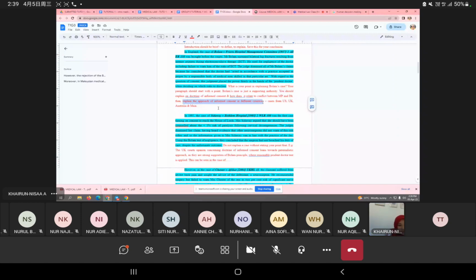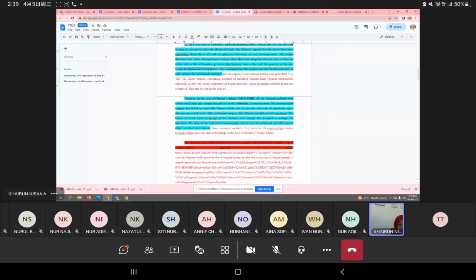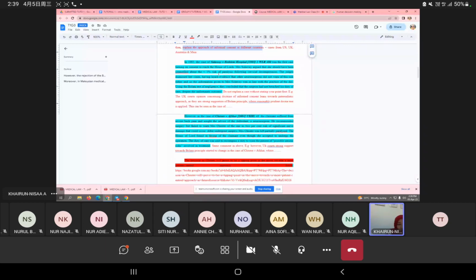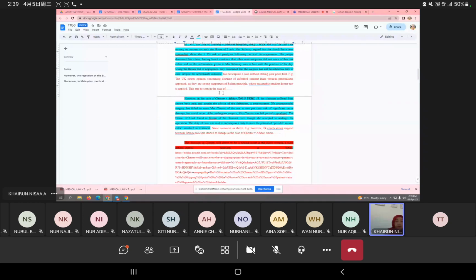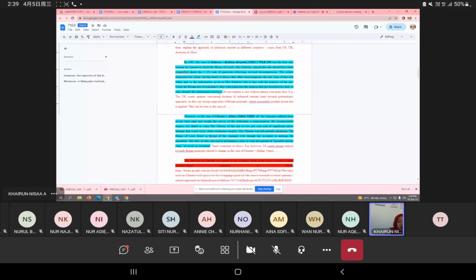Now I'm repeating myself. See, same mistake. In 1985, the case of... what is your statement first? There's supposed to be a statement with a case. So for example, what kind of statement should you put there in your content? The UK court's opinion concerning the doctrine of informed consent leans towards a paternalistic approach because they are strong supporters of the Bolam principle, where the reasonable prudent doctor test is applied. This can be seen in the case of what? Sidaway. Is it clear now?